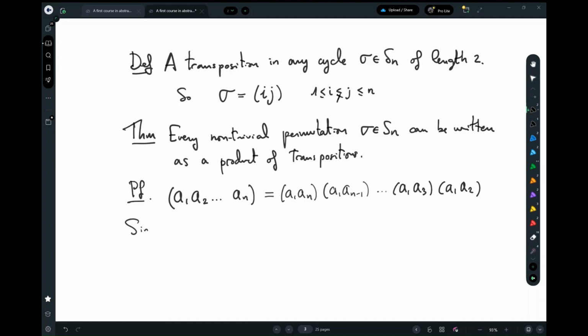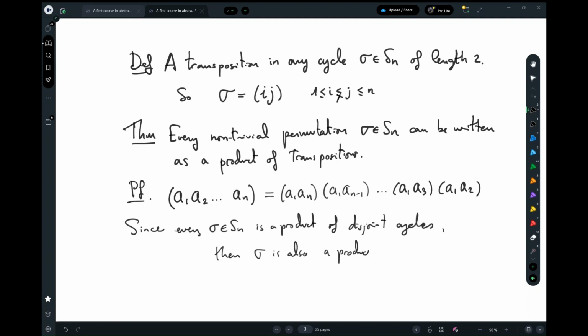And now, since every sigma in Sn is a product of disjoint cycles, then sigma is also a product of transpositions of elements of order 2.